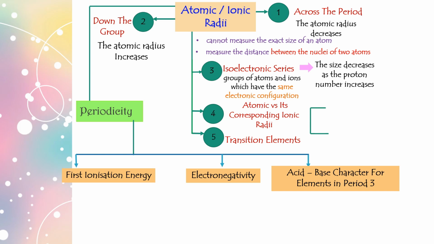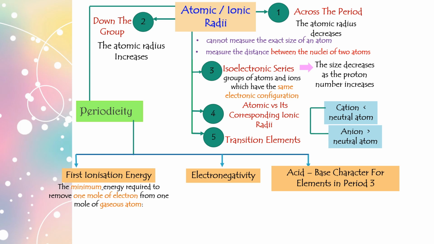As for atomic versus the ionic radii, the cation is smaller than its neutral atom, and the anion is larger than its neutral atom.